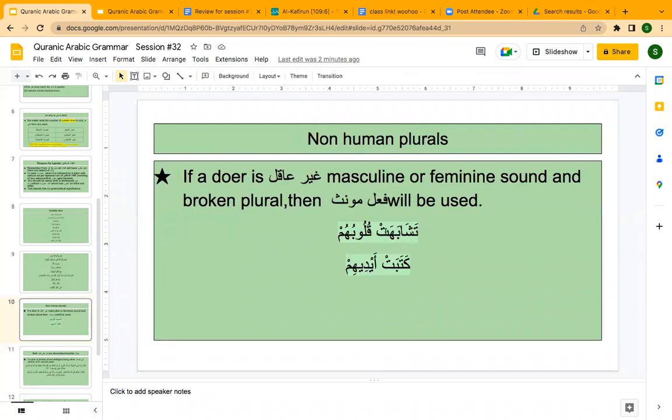So here, what form of fail are you seeing? Tashabahat. What do you think? Tashabahat, the fail is in hiya form, right? Tashabaha, tashabahu, tashabahat. Right? Hiya tashabahat. So now, I'm going to look for my outside doer. Can kulub be an outside doer? Yes, it is in our outside world. Their hearts were similar. Is this clear? So now, katabat. What do you think about this fail? This is a fail. Now tell me, who is the doer?